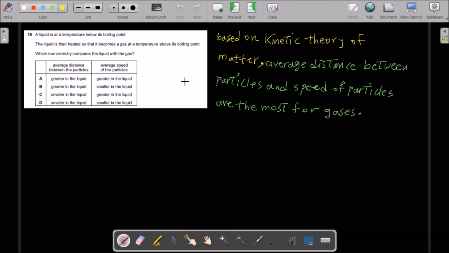Question 16. A liquid is at a temperature below its boiling point. The liquid is then heated so that it becomes a gas at a temperature above its boiling point. Which option correctly compares the liquid with the gas? Based on the kinetic theory of matter, the average distance between particles and the speed of particles are the most for gases, compared with liquid and solid. Based on this, we can choose D. So for question 16, D will be right.